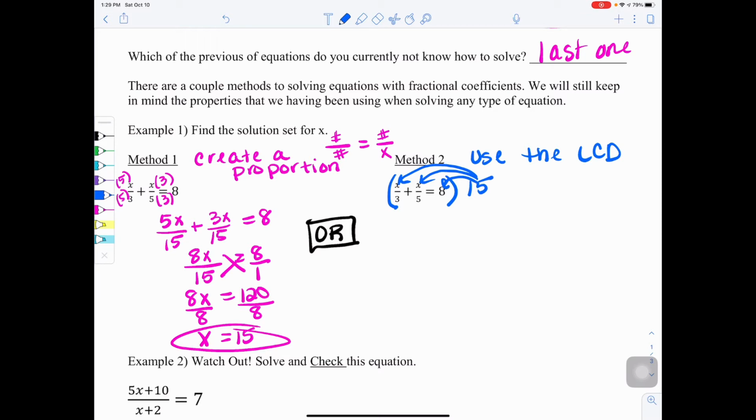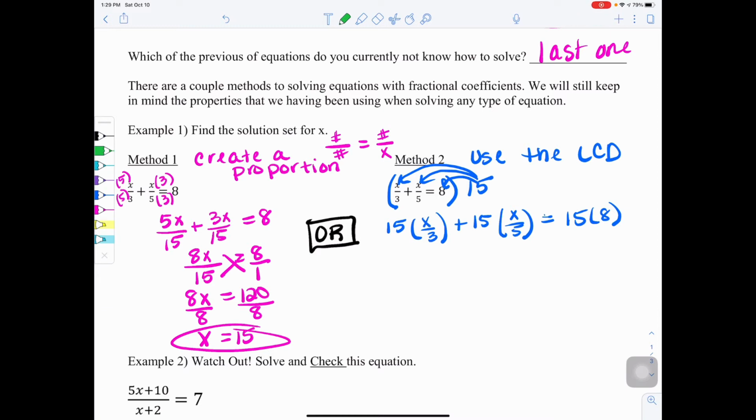So that means I'm going to do 15 times x divided by 3 plus 15 times x divided by 5. And then that's going to equal 15 times the 8. So it is taking the extra step to write it out before you actually do the multiplication. And here's why I think that's beneficial. I can cross cancel now in each of the situations where it's applicable.